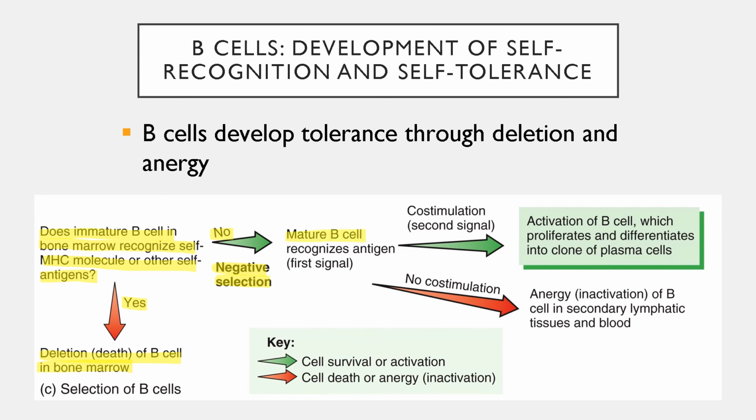When a mature B cell first encounters an antigen that's not associated with an antigen-presenting cell, the necessary co-stimulation is often missing. So if it is not associated with an APC, there's not going to be co-stimulation. In this case, the B cell is likely to become anergic or inactivated rather than activated.